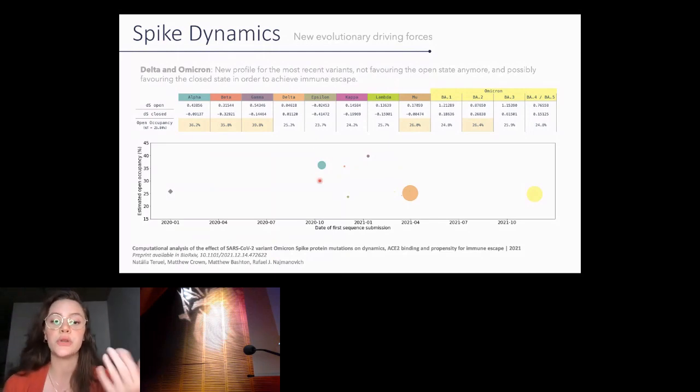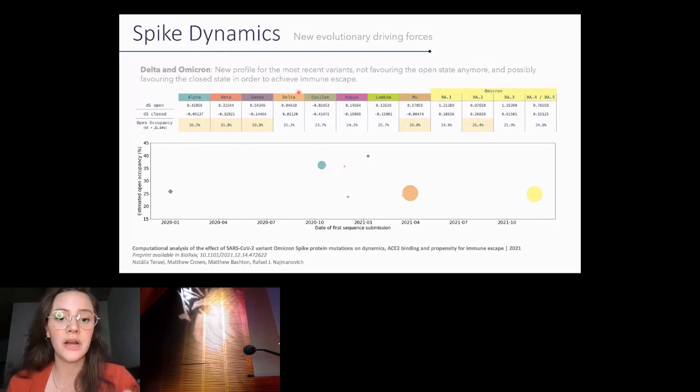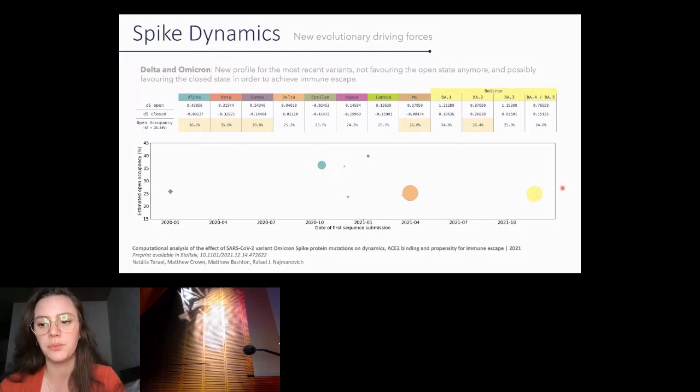We were able to predict some of the main mutations of alpha, beta, and gamma variants in 2020 for their ability to increase the occupancy of the open state, which exposes the receptor binding motif and allows for infection, basically. However, from Delta and Omicron, here you guys can see the radii of those variants is associated with the number of published sequences. So it's a proxy for how successful those variants were.